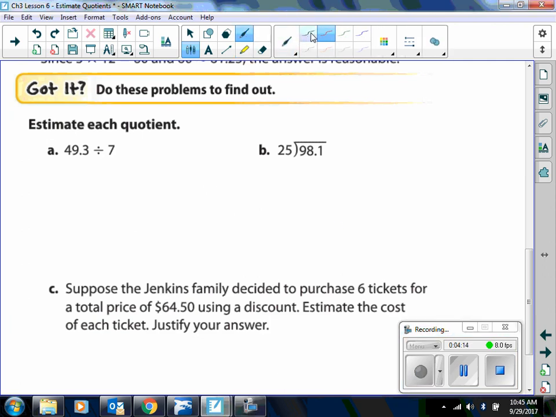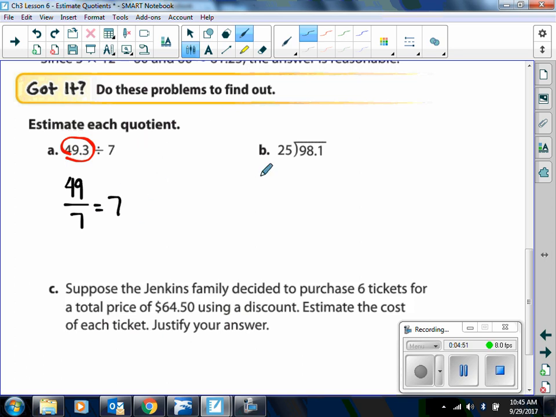All right, so for the first example we have, and don't forget, I want you to write your original problems so that you know what you're working with. So we're estimating each quotient. Problem A is 49.3 divided by 7. So here the dividend, 49.3, is what we are rounding. So 49.3 rounds to about 49. So we have 49 divided by 7, which is equal to 7.